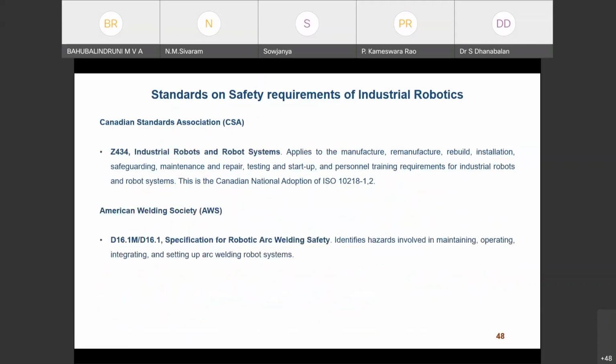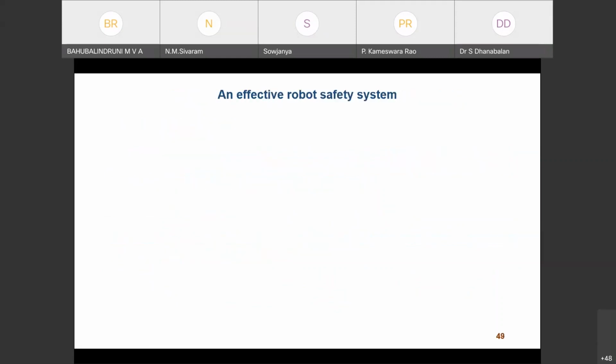And also you have the Canadian standard, and for industrial robots and robot systems, the specifications for robotic arc welding safety are given specifically by the American Welding Society for the welding robots. So what I mean to say here is, if you want to manufacture a robot, it has to follow any of these standards. Only then can you inherently ensure that your robot is safe enough. That is the priority, to have a safe robotic operation.